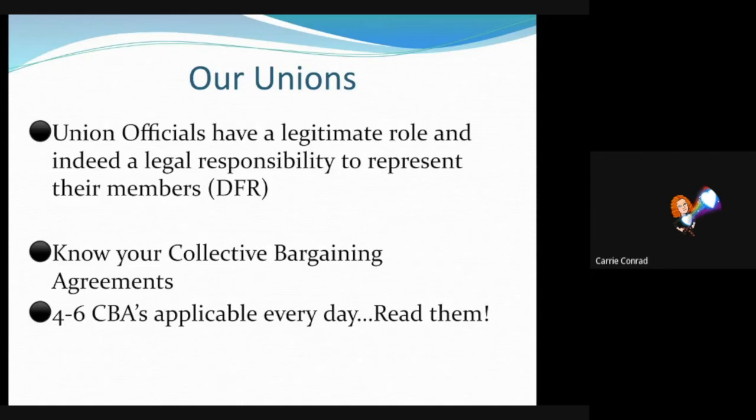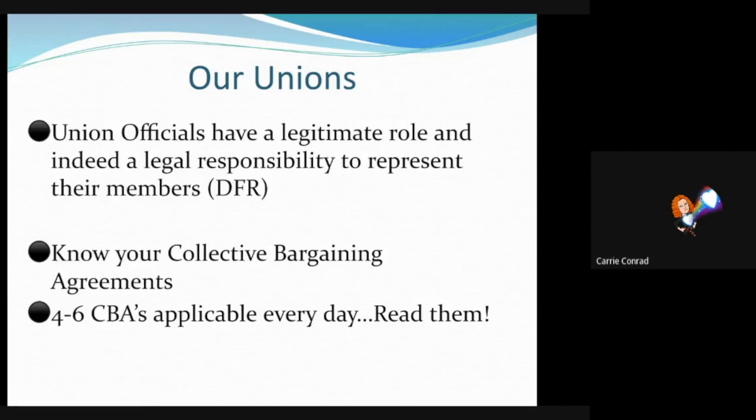So when a union leader reaches out to you as a future principal or vice principal and reminds you of an obligation within the collective agreement, they aren't simply power tripping. They aren't trying to make your life difficult. They are, in fact, ensuring that they are meeting their legal obligations within the Labor Relations Act and their duty of fair representation. As a leader, it's important that you know the collective agreements that exist in your school.